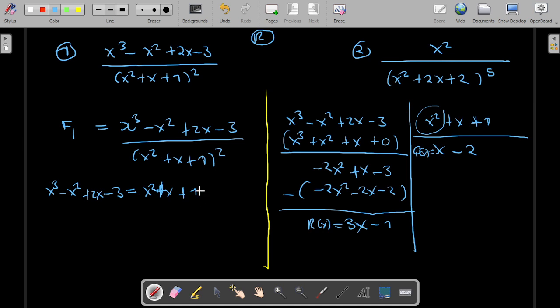And then here multiplied by what? Now multiplied by the quotient, which is x minus 2. So here we're going to have x minus 2, like so. And then plus the remainder, which is 3x minus 1.